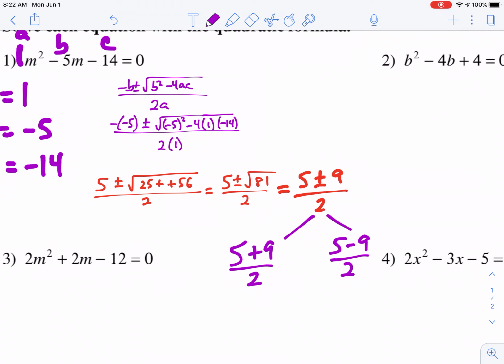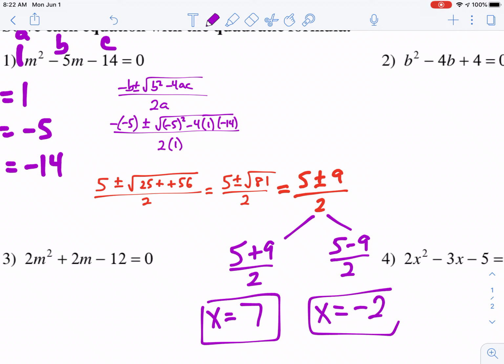So 5 plus 9 is 14 divided by 2 is 7. So x equals 7 is one answer. 5 minus 9 is -4 divided by 2 is -2. Right? It's -4 over 2. This one's 7 or 14 over 2. So you simplify them, you get +7 and -2. And those are your two answers.